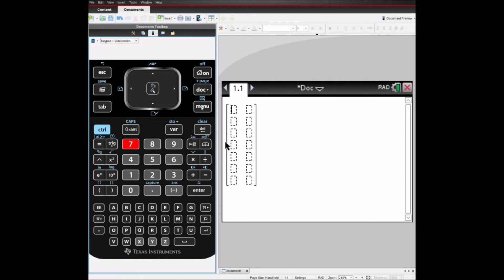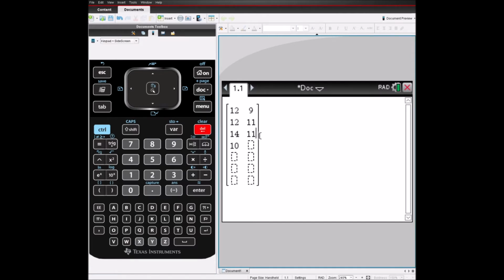So I'm looking to the side on a printed version of the handout for what those numbers are. 12, 9, 12, 11, 14, 11, 12, 10, whoops. It was 11, 12, 10, 7, 17, 9, 9, 11, 6.